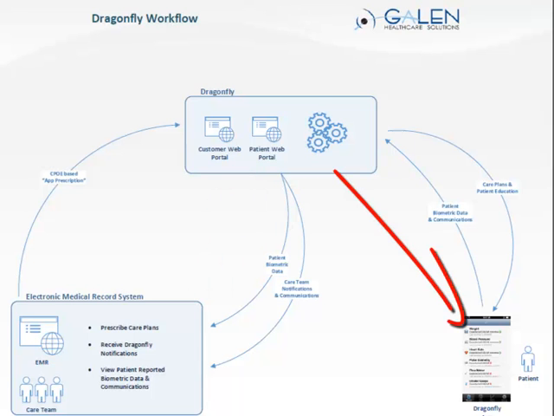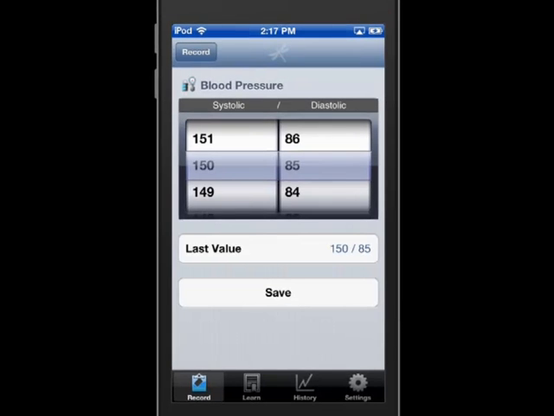The patient can now download and enroll in the mobile application on their smartphone. Once it's downloaded, the patient will begin receiving automated reminders to check and record the relevant measures throughout the day. In the mobile app, the patient can begin recording their data. To record, the patient selects the required measure, in this case blood pressure, and enters their data. When they hit save, Dragonfly will prompt them to the next required value.